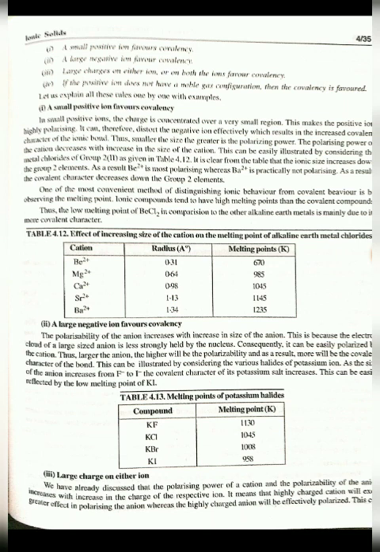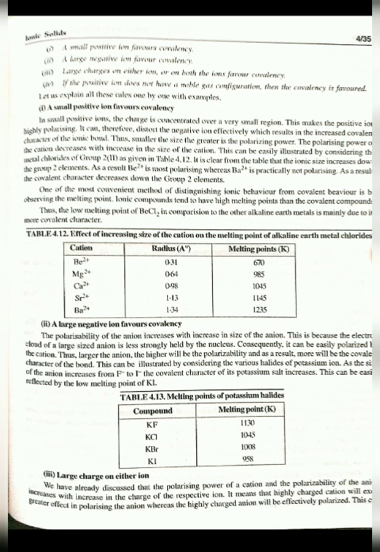This can be easily illustrated by considering the metal chlorides of group 2 as given in table 4.12. It is clear from the table that the ionic size increases down the group 2 elements. As a result, Be2+ is most polarizing, whereas Ba2+ is practically not polarizing. As a result, the covalent character decreases down the group 2 elements. One of the most convenient methods to distinguish ionic behavior from covalent behavior is by observing the melting point. Ionic compounds tend to have higher melting points than covalent compounds. Thus, the low melting point of BeCl2 in comparison to the other alkaline earth metal chlorides is mainly due to its more covalent character.